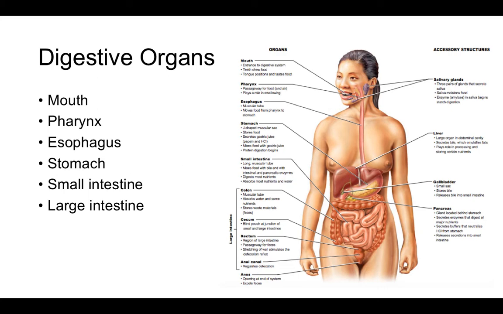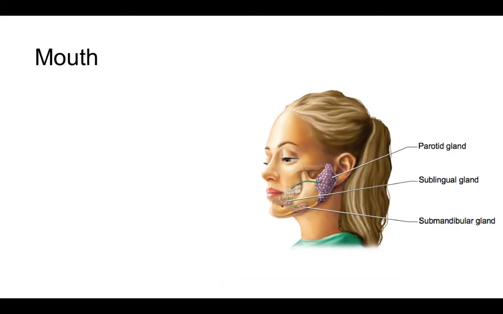So here are the digestive organs. We have the mouth, the pharynx, the esophagus, the stomach, the small intestine, and the large intestine. All of the other organs associated with this are what we call accessory structures. So let's start with the mouth.